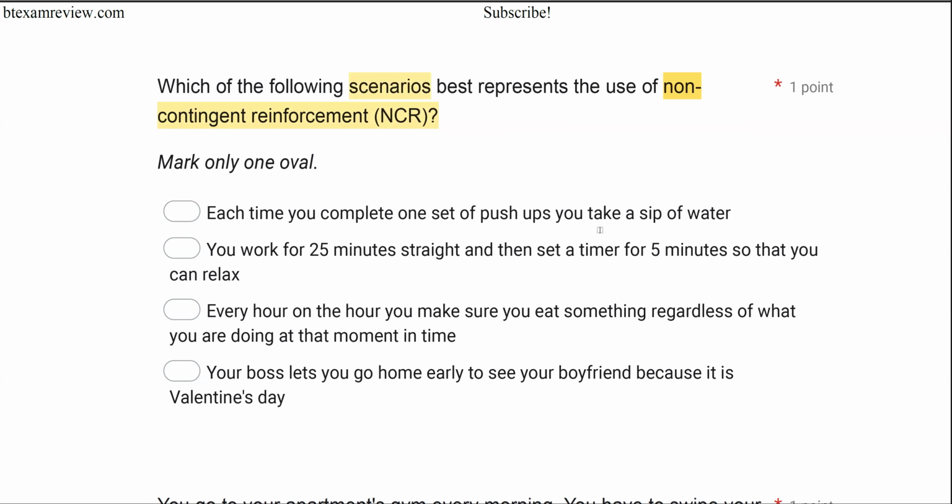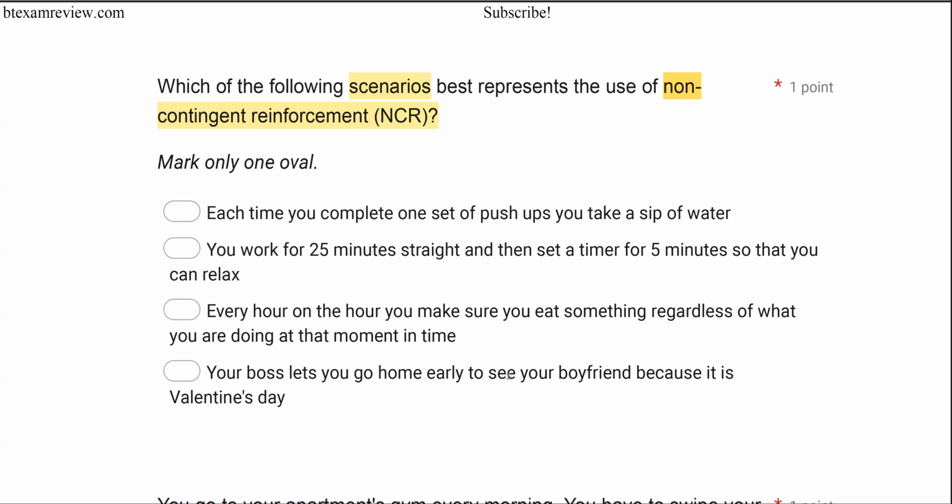That is not non-contingent. B, you work for 25 minutes straight and then set a timer for 5 minutes so that you can relax. What is the relaxation for 5 minutes contingent on? It's contingent on working for 25 minutes straight. C, every hour on the hour, you make sure to eat something regardless of what you're doing at that moment in time. Now, if you're eating something regardless of what you're doing at that moment in time, there is no contingency in place. You're simply eating on a schedule without a behavior contingency. So C looks pretty good.